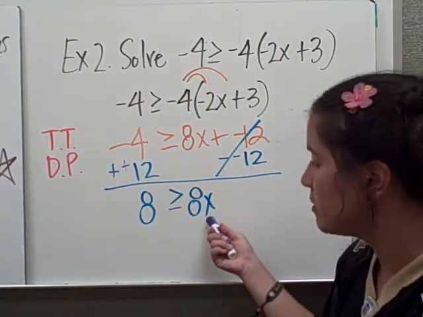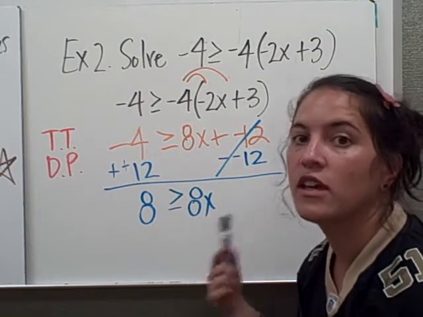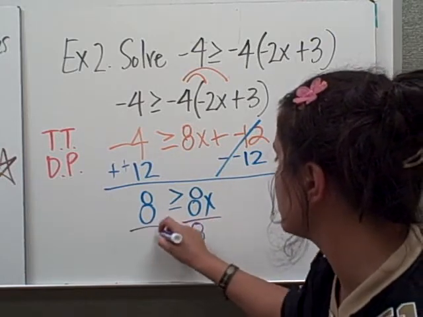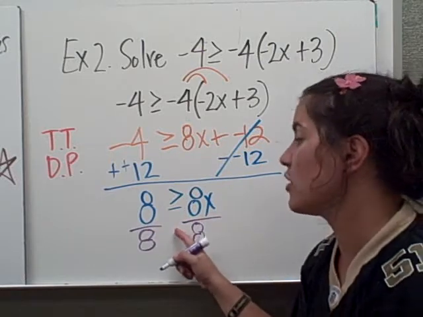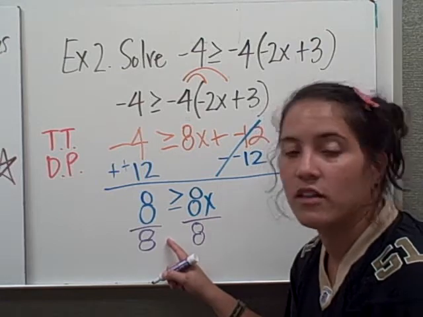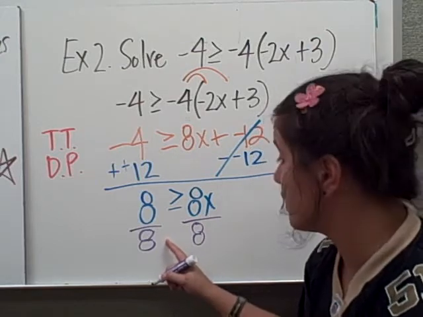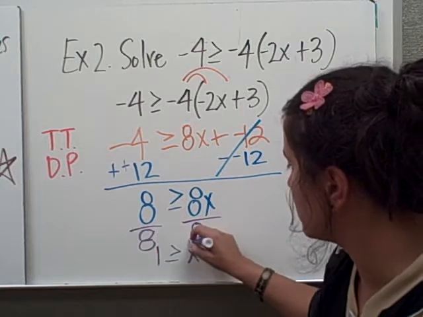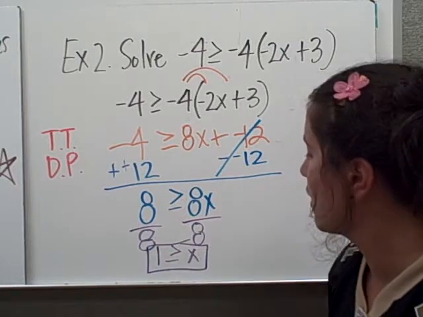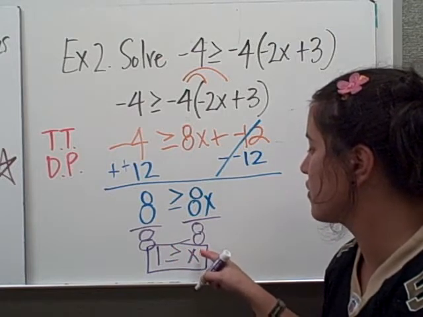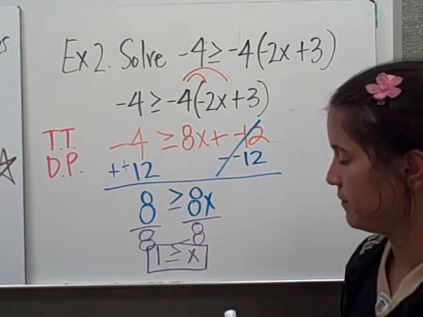I have multiplication, so I need to use division. The inverse of multiplication is division, so I'm going to divide both sides by 8. So let me ask you, did we divide by a negative? No, we did not divide by a negative, so my inequality symbol stays the same, and 8 divided by 8 is 1. Oh, just like the other one. 1 is greater than or equal to x, or x is less than or equal to 1.